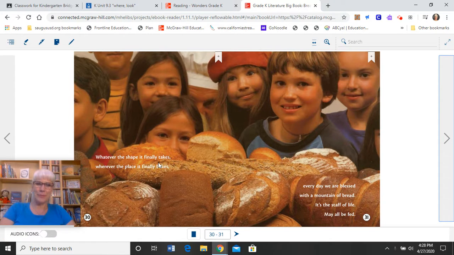Now, whatever the shape it finally takes, wherever the place it finally bakes, every day we are blessed with a mountain of bread. It's the staff of life, may all be fed. And once again, he's got children of all shapes and sizes and colors looking at those breads, which are all shapes and sizes and colors.